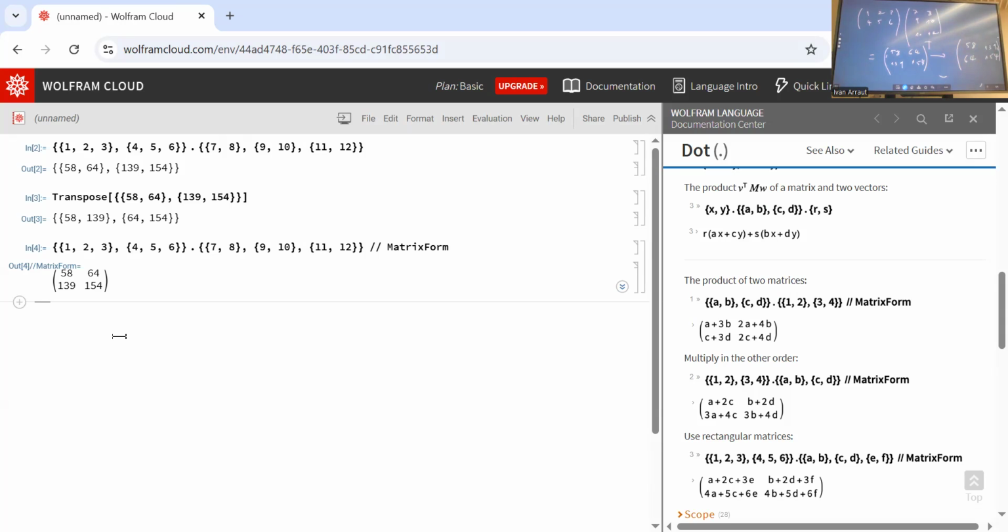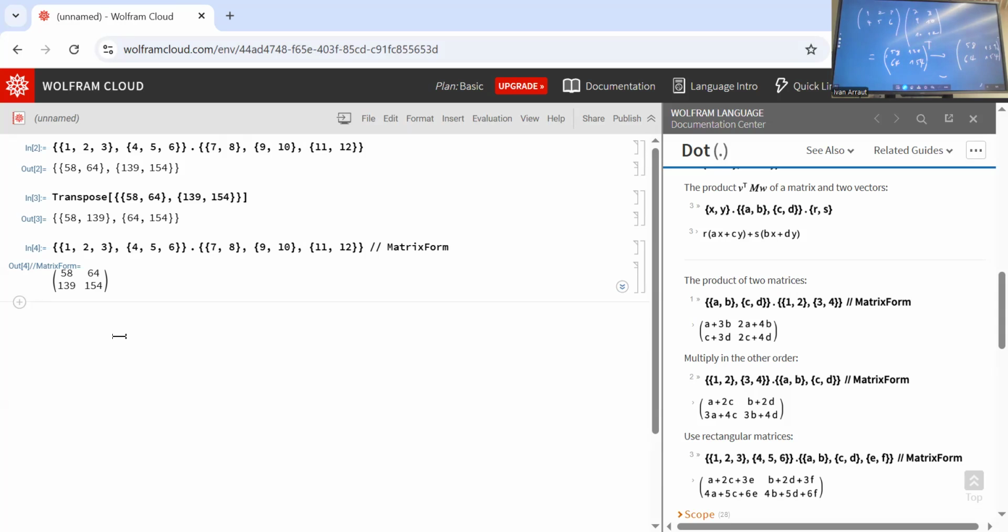This matrix is equivalent. So the system order is, sorry, is here. Let me put here 139, 64, and 154. So this is the first row, and this is the second one. Okay.